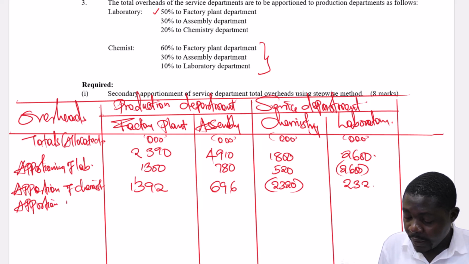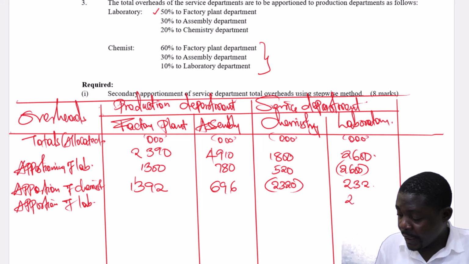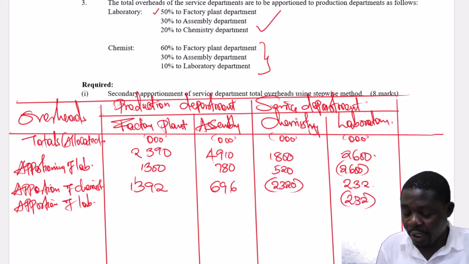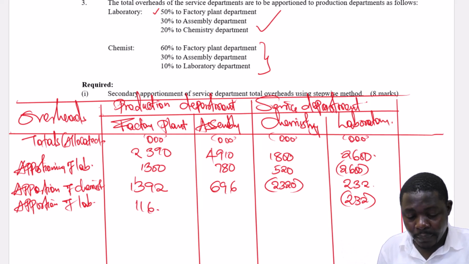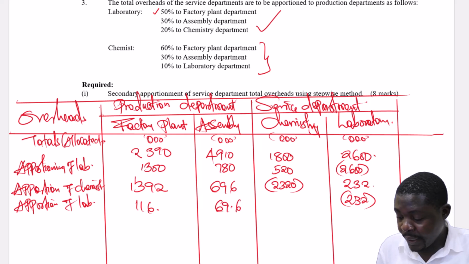Apportioning of laboratory. Now this 232 is what we are apportioning using the first ratios. 0.5 multiplied by 232, you have 116. Right, you take 30%, you have 69.6.